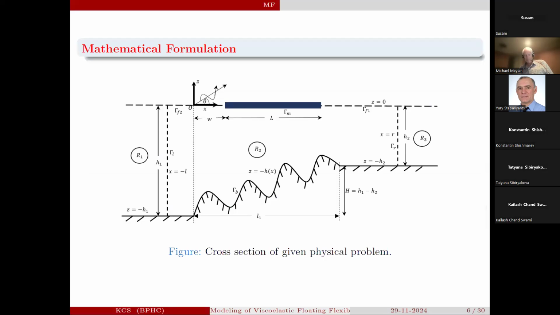This is the problem I have considered to study wave scattering. You can see three different regions. For the outer regions, region 1 and region 3, I am using the eigenfunction expansion method. For the inner region, where the undulation of the bottom is present, I have used the boundary element method. The length of the membrane is L. This is the problem I have considered in my study.